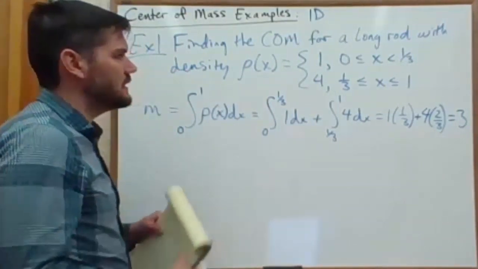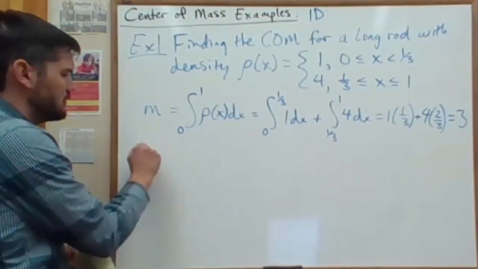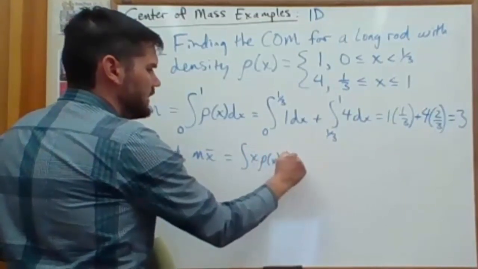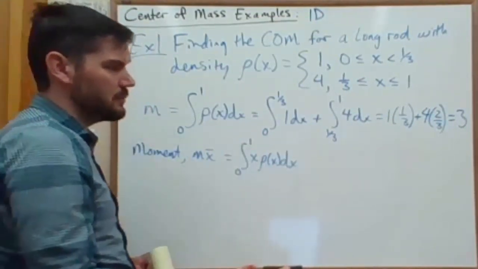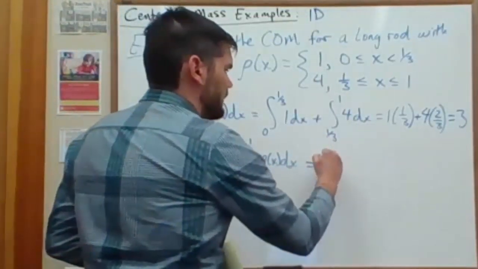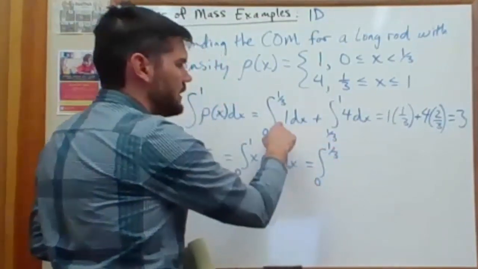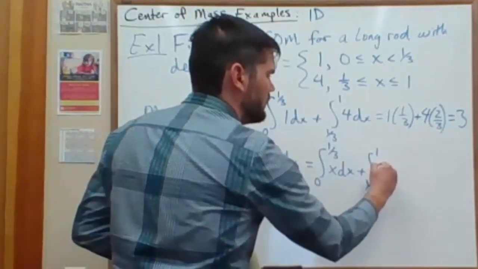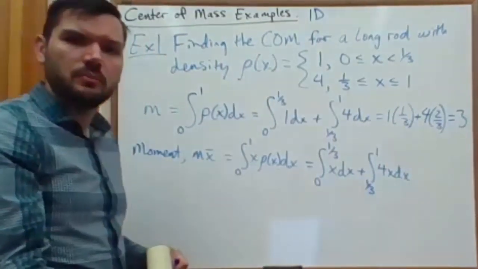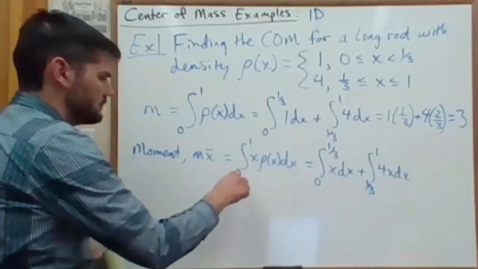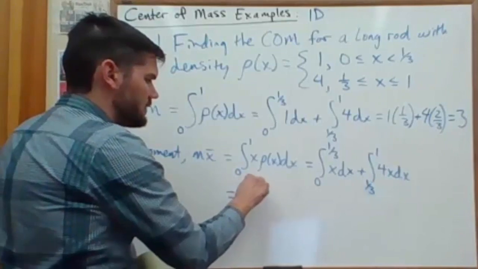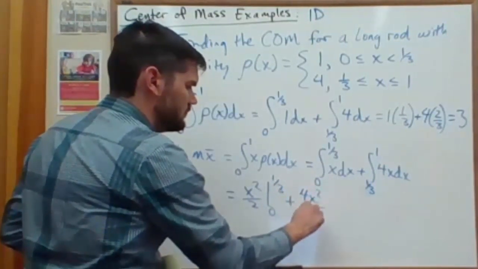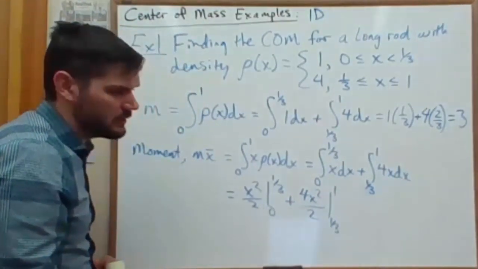We want to know what the center of mass is, and we just have one variable, so let's look at the moment Mx bar. That's the integral of x rho of x dx, over the interval from 0 to 1, but again, we want to break it up into 2 pieces. So we have our integral from 0 to 1/3, and we throw in x here, plus the integral from 1/3 to 1 of 4x dx. I'm going to integrate those 2 pieces separately and then add them together, but they are very similar. We have an x squared over 2 from 0 to 1/3. And then a 4x squared over 2 from 1/3 to 1.